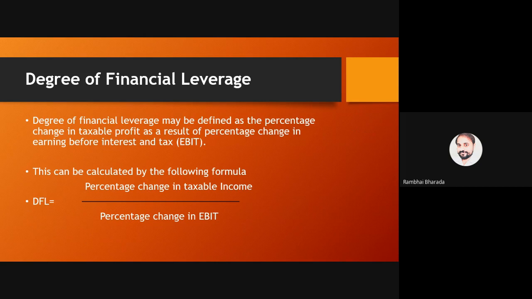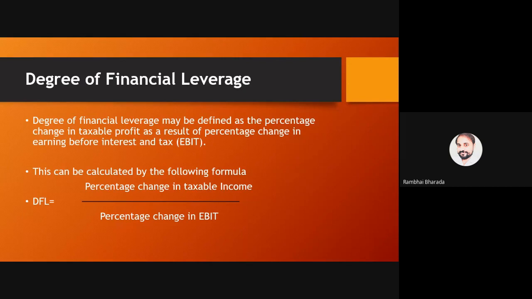Now the degree of financial leverage. Degree of financial leverage is defined as the percentage change in taxable profit as a result of percentage change in earning before interest and tax. So this degree of financial leverage represents the relation between EBIT and profit before tax in terms of percentage. If EBIT will increase by suppose 10%, PBT also increases; if EBIT decreases, PBT also decreases. Are we clear? It's representing the same relationship, same concept, but in terms of percentage.